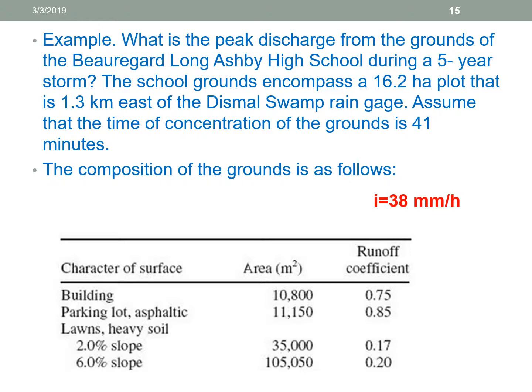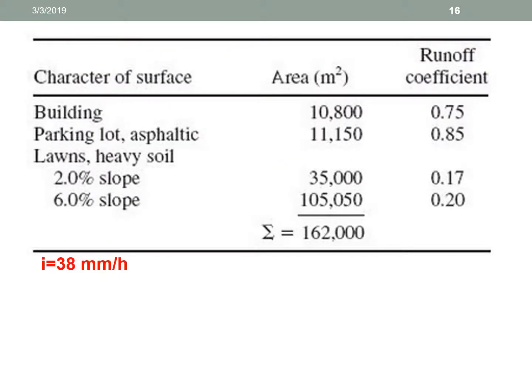In the metric system, you should convert area from meters squared to hectares. 10,000 meters squared equals 1 hectare. What you will do, you can put here first. You have, as you see the data here, building is 10,800, parking lot 11,150, and coefficients are given here. So if you sum, the total area is 162,000 square meters.